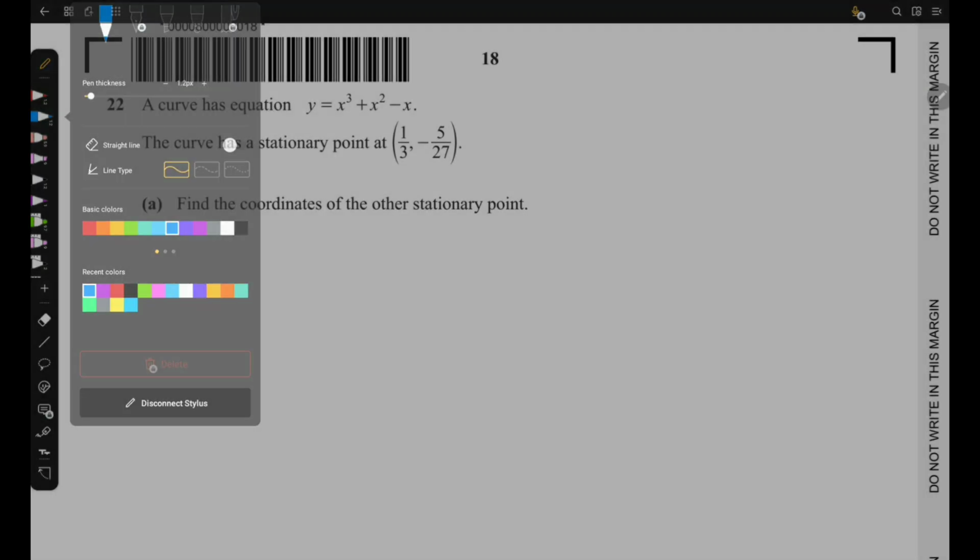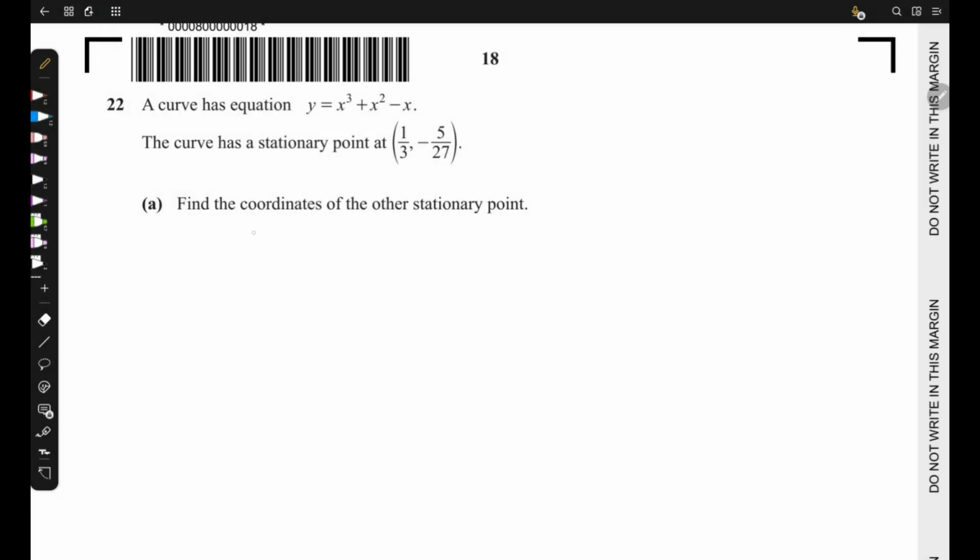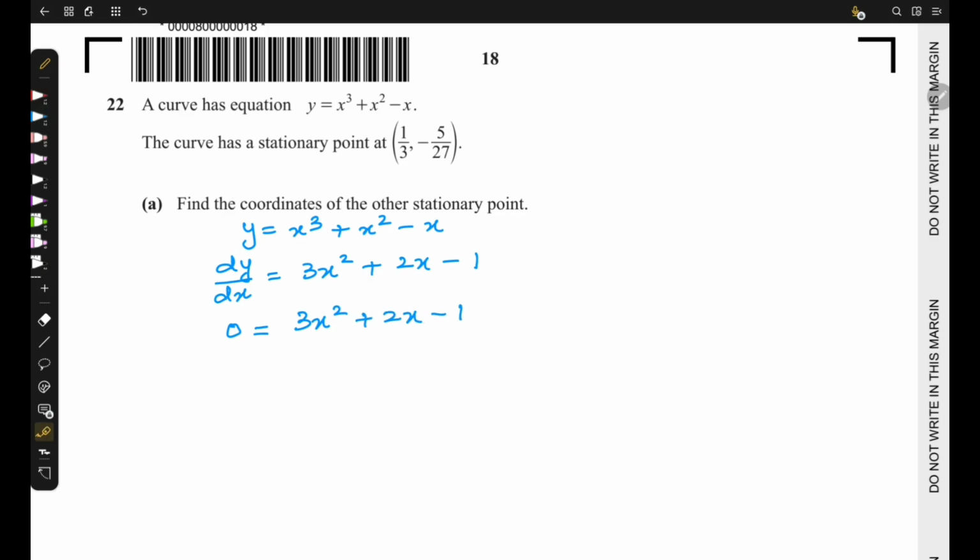At stationary points, the derivative is equal to 0. We know that. So first of all, we have to take the derivative of this equation. Let's find the derivative. dy by dx equals 3x squared plus 2x minus 1. I just took the derivative. Now if we want to find a stationary point, we have to put dy by dx equal to 0, because at stationary points, at turning points, the derivative is 0. 3x squared plus 2x minus 1. Because we are going to find the other stationary point, first of all we need the x coordinates. So this is the process.